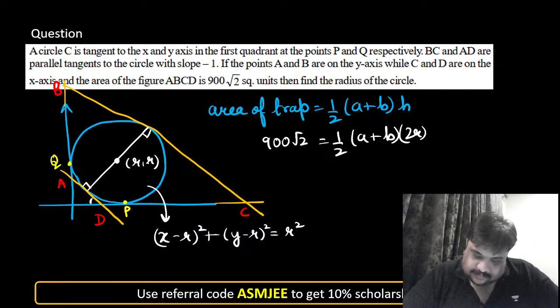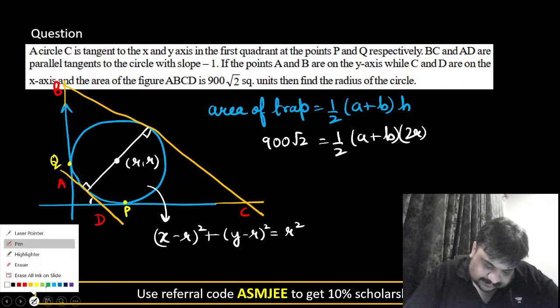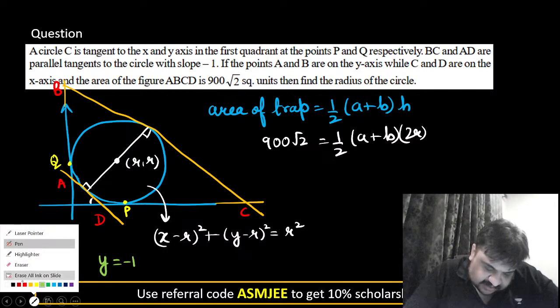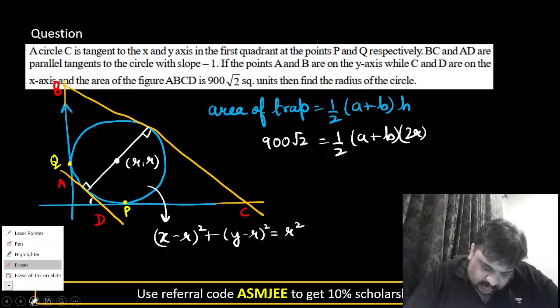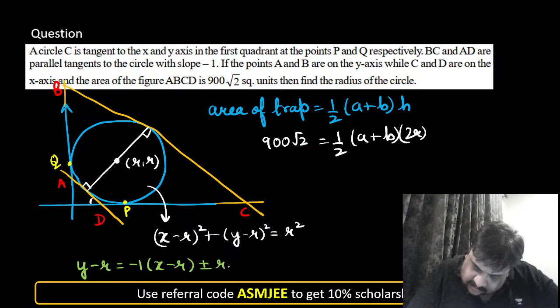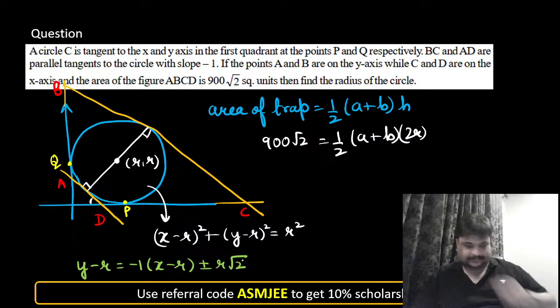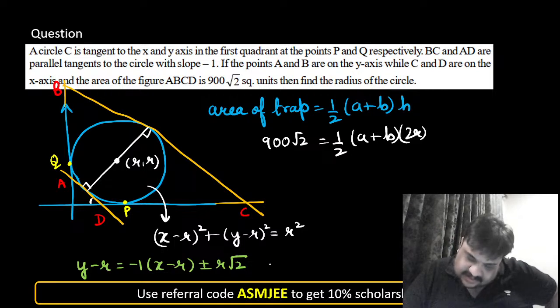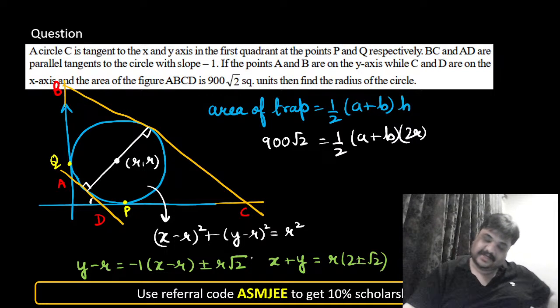So the tangent of slope -1 will be, we can find the equation of tangent very easily, of slope minus 1: y minus r is equal to minus 1 times x minus r, plus minus r root 1 plus m square, root 2. So the tangent is x plus y is equal to r times 2 plus minus root 2. This is the tangent. These are the two tangents.